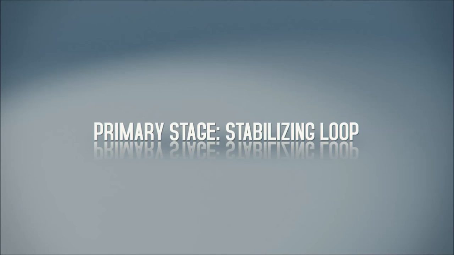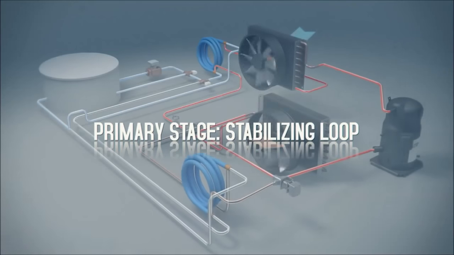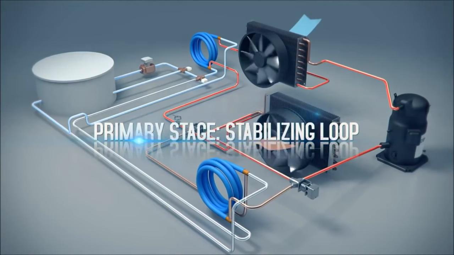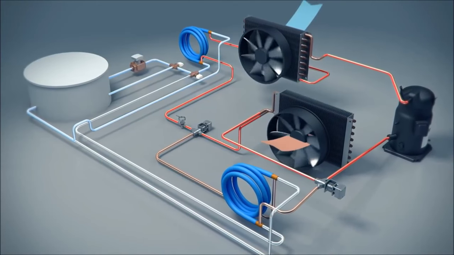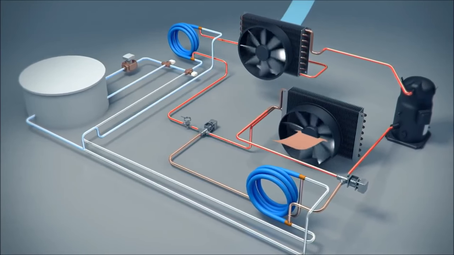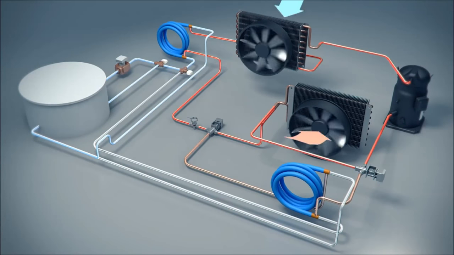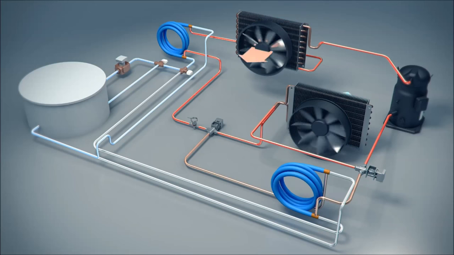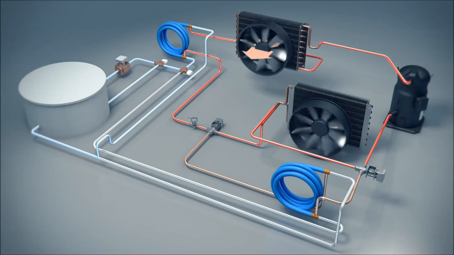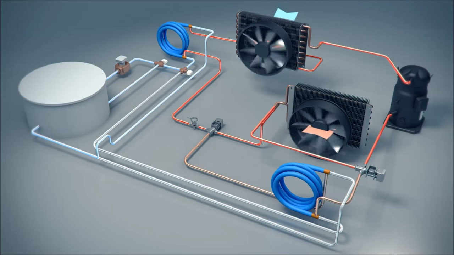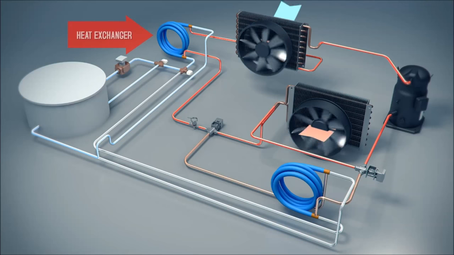Primary stage AC Companion stabilizing loop. The AC Companion stabilizing loop contains the primary components that contribute to the enhancement of the standard refrigeration cycle efficiency and is operational when there is a demand for cooling. The innovator augments and improves the efficiency of the refrigeration cycle found in a standard air conditioning system by the introduction of a heat exchanger downstream of the air conditioning condenser.